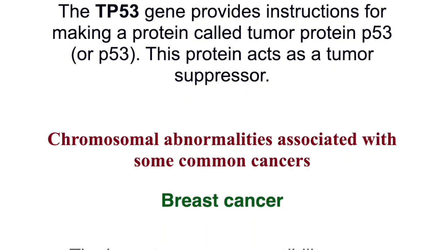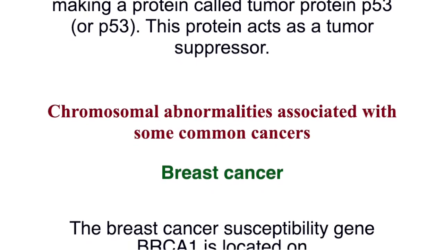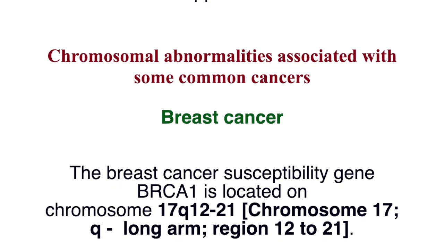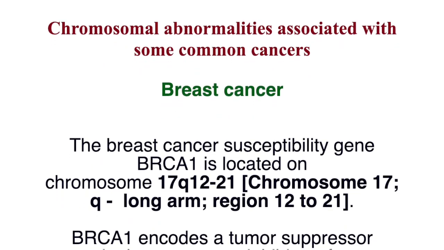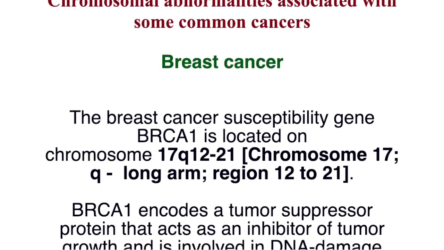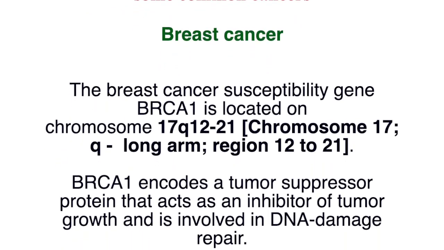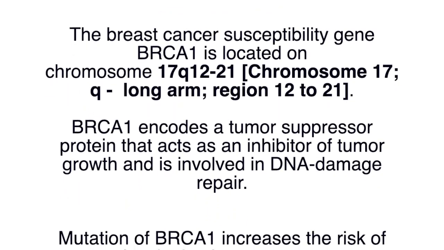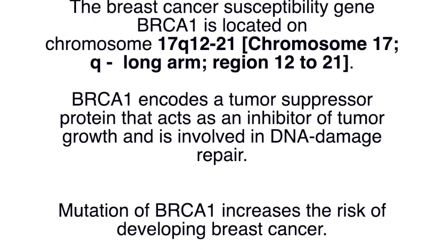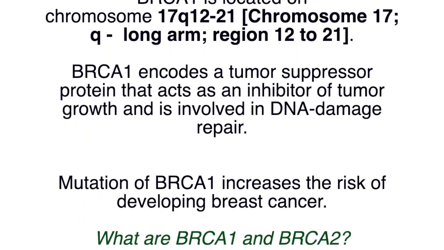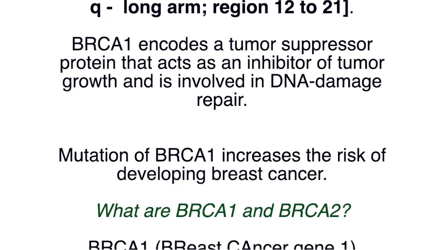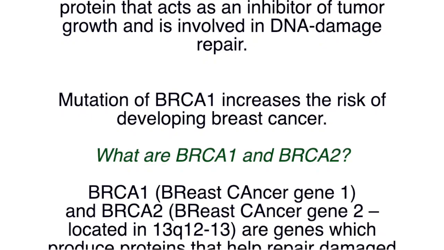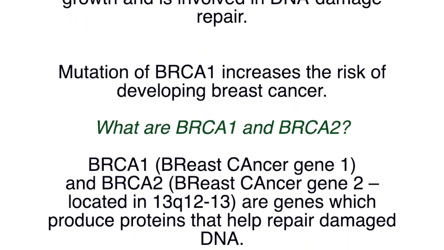Chromosomal abnormalities associated with some common cancers. Breast cancer. The breast cancer susceptibility gene BRCA1 is located on chromosome 17q12 to 21. That is chromosome 17q, that means long arm, region 12 to 21. BRCA1 encodes a tumor suppressor protein that acts as an inhibitor of tumor growth and is involved in DNA damage repair. Mutation of BRCA1 increases the risk of developing breast cancer.